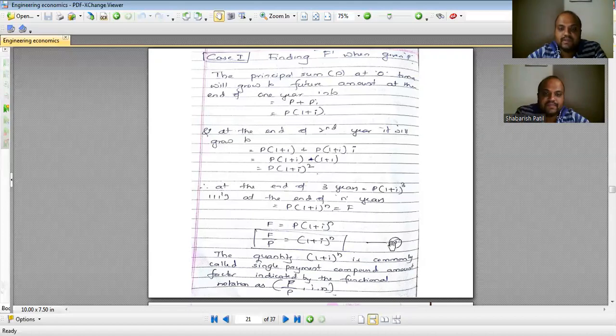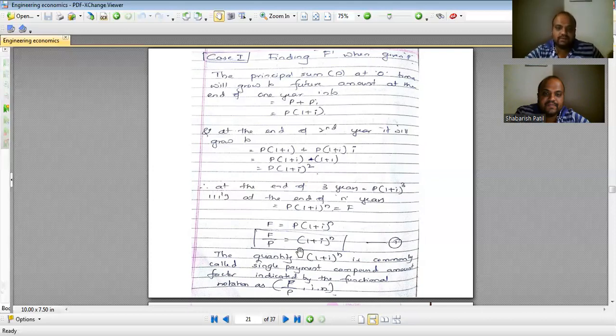So this is my equation 1. Please remember this equation. My future value compounded in a single payment will be equal to P into 1 plus I raised to n at the end of nth year at an interest rate of I.